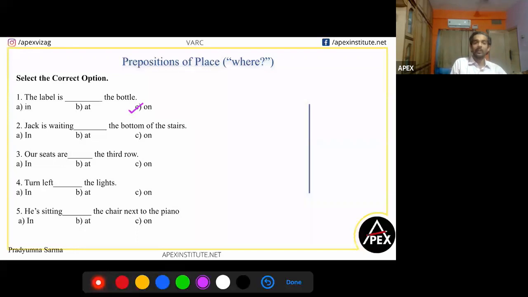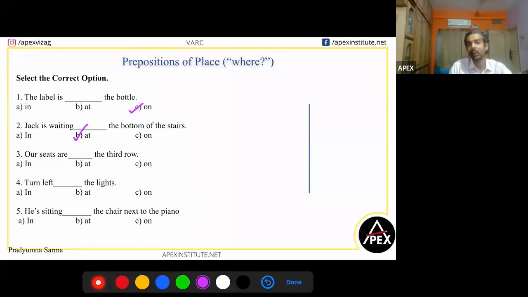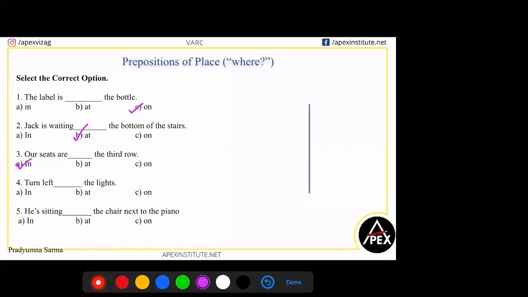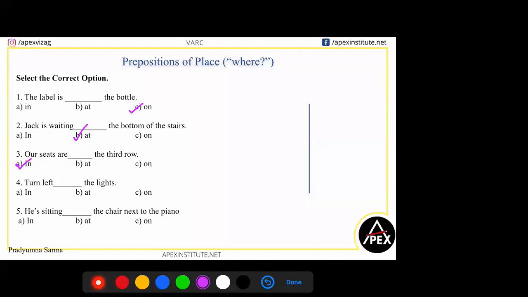What about second? Jack is waiting at the bottom of the stairs, on the bottom of the stairs, or in the bottom of the stairs. What's it going to be? Right, it's going to be at the bottom of the stairs. Okay. Our seats are dash the third row. Our seats are in the third row. Correct. Next, turn left on the lights, at the lights, in the lights.